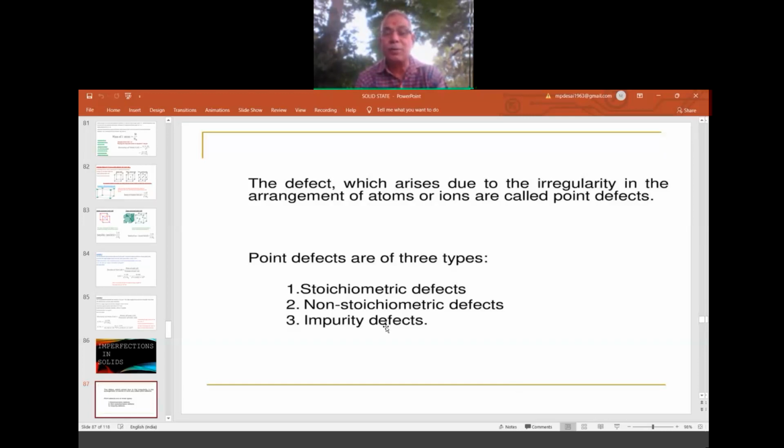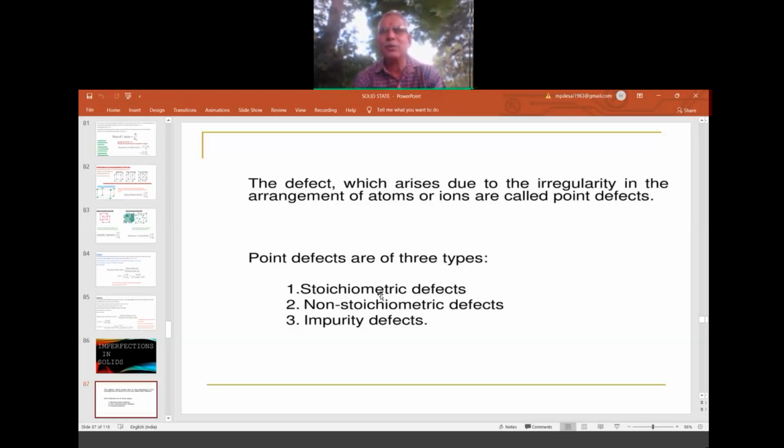Stoichiometry means what? In the 11th class first chapter, we learnt stoichiometric calculations. So here stoichiometry is maintained as per the formula. Here and there small problems are there. So keeping the stoichiometry intact, if some defects are there in the point, they are called what? Stoichiometric defects. Whereas in the non-stoichiometric defects, stoichiometry is slightly disturbed.